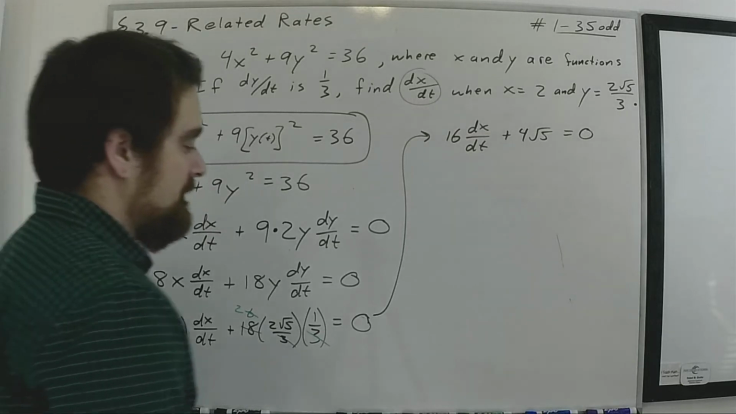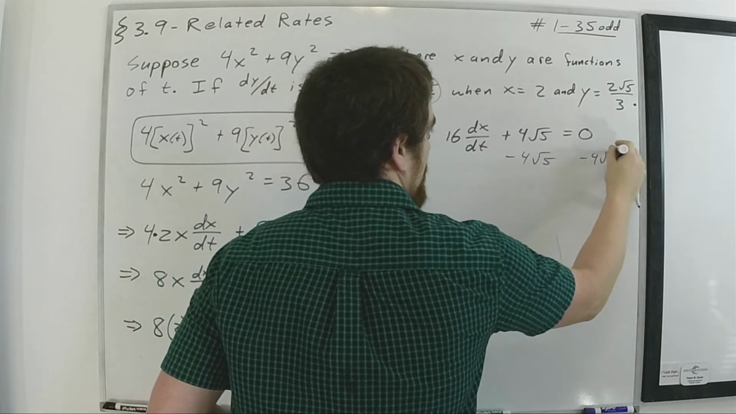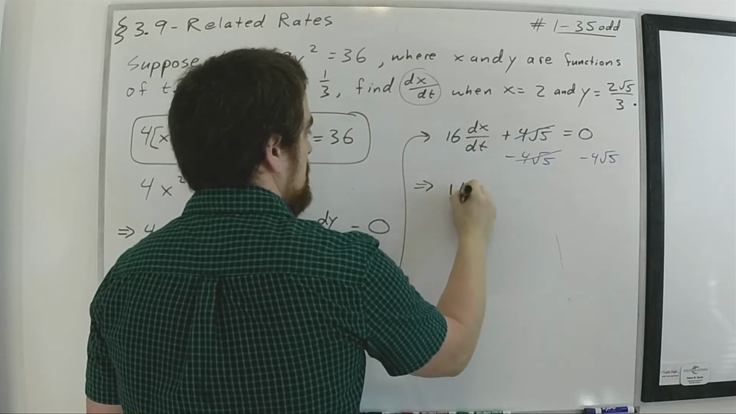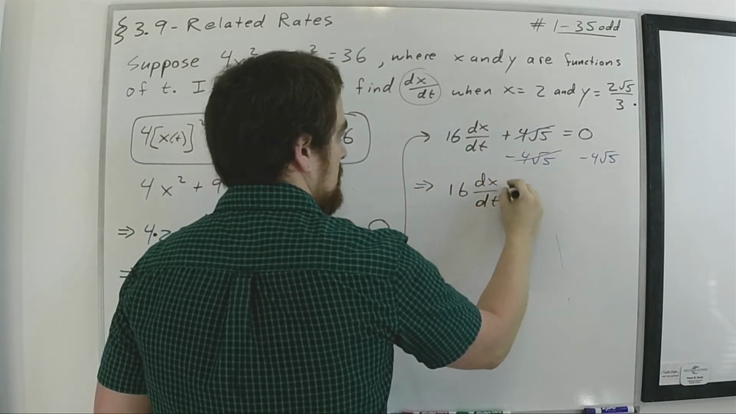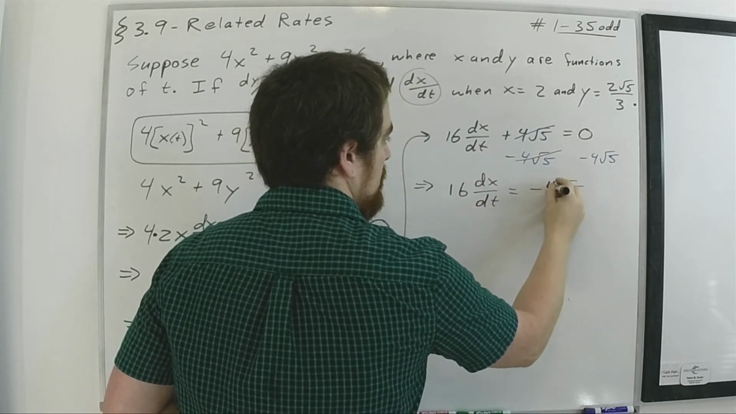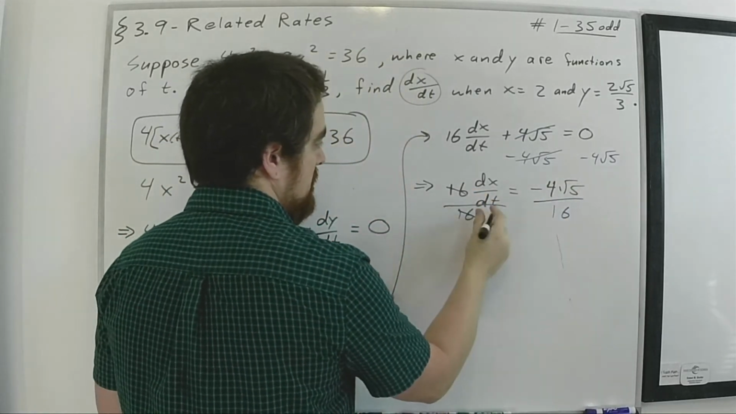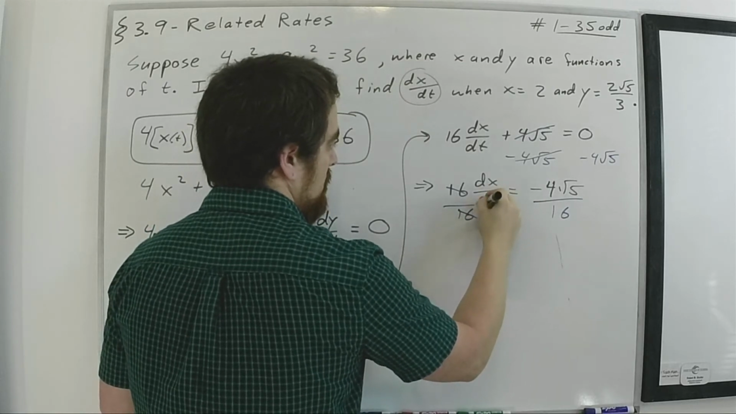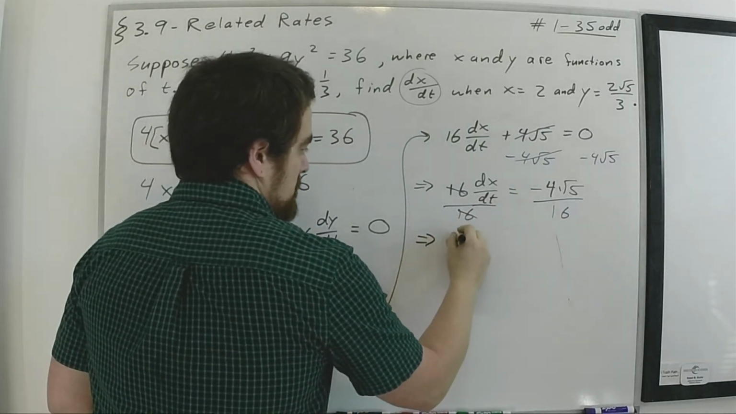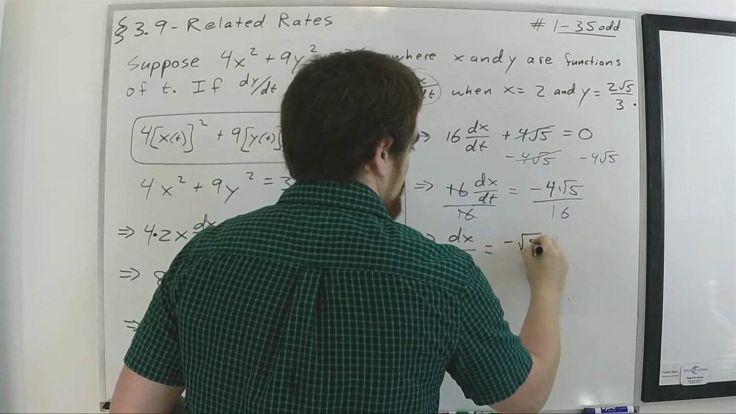Okay, now we can solve for dx/dt. First, we'll isolate that term by subtracting 4 root 5 on both sides, which will give us 16 dx/dt is negative 4 root 5. And then we'll divide by that multiple of 16. Sorry, it looks like I just crossed out dt. I did not. There we go. Just divided by 16. Which gives us dx/dt is equal to, and we'll reduce this to negative root 5 over 4.